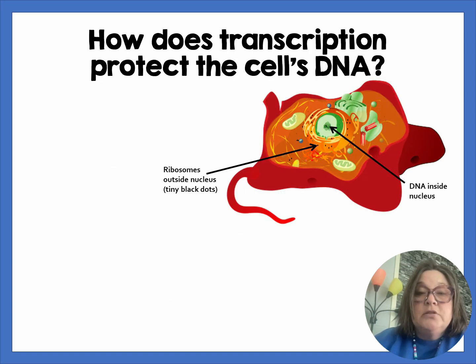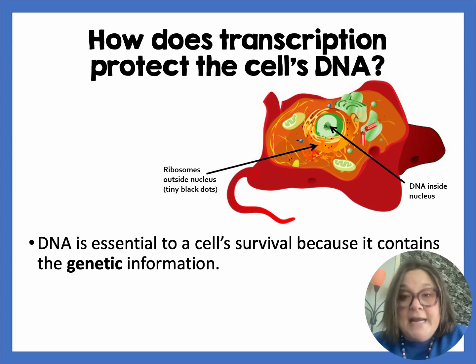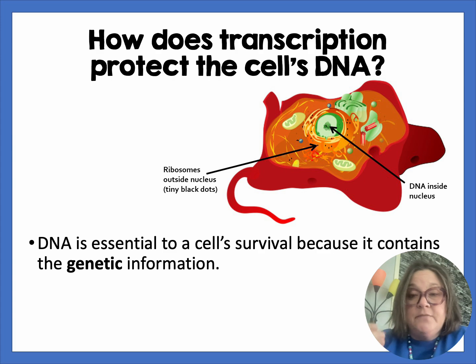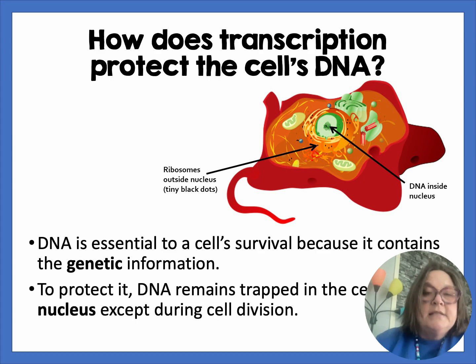How does transcription protect the cell's DNA? That's what we're talking about. Transcription is the process of writing it over, and making sure that you get the correct traits, the correct sequence from the DNA, and that nothing is altered in the process of changing over and creating new ones. DNA is essential to a cell's survival because it contains genetic information. The genetic information is where you get your traits, and your traits provide the characteristics.